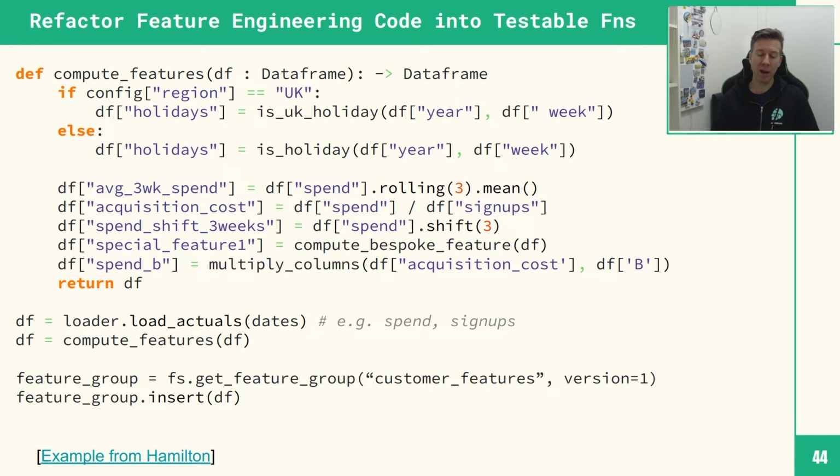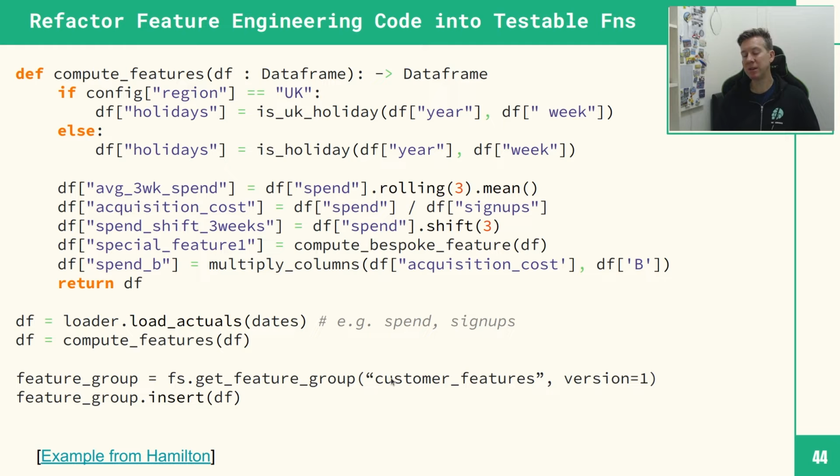So in order to do that, the starting point really is that if we want to be able to test our features, we need to refactor our notebooks. And often our notebooks look like this. We can see here that we have a function called compute_features. It takes in a data frame and returns a data frame. And where do we get the data frame from? Well, we get it from some external system, and then we call compute_features on the data frame, we get back a data frame, and then we can write that to the feature store. And you're really happy. This is a great feature pipeline, wonderful.